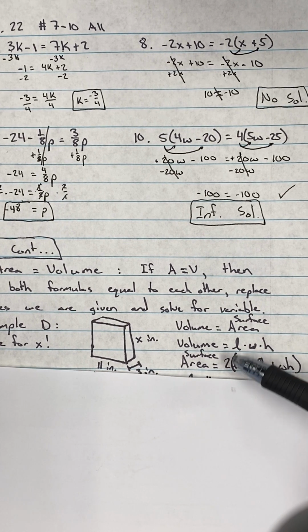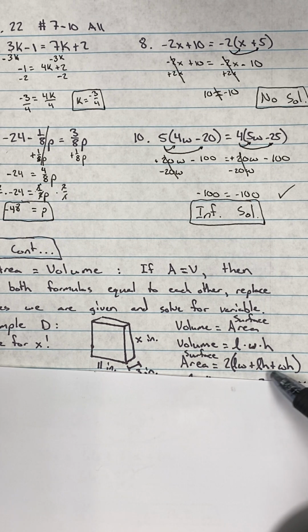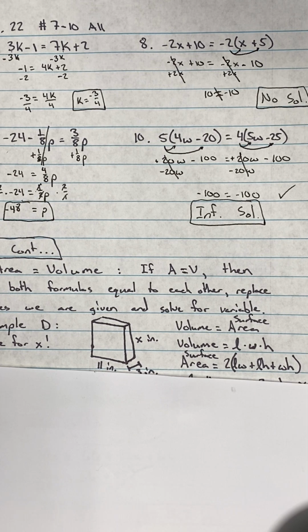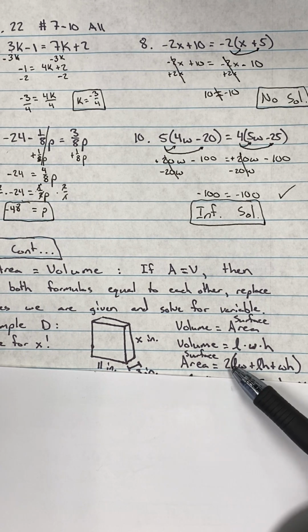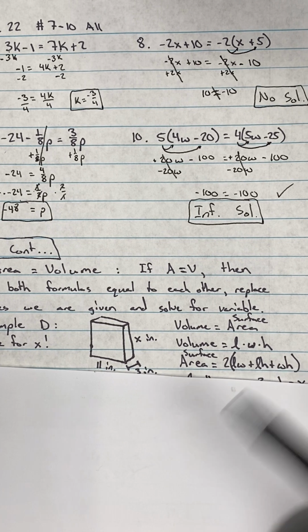2 times, and in parentheses, there's also another way you can write this too. You could have the 2 distributed to each piece on the inside. Either way, it doesn't matter. So you have length times width plus length times height plus width times height. So just making sure you're taking all different combinations of 2 and putting them together, okay?